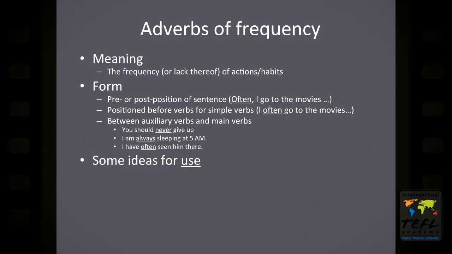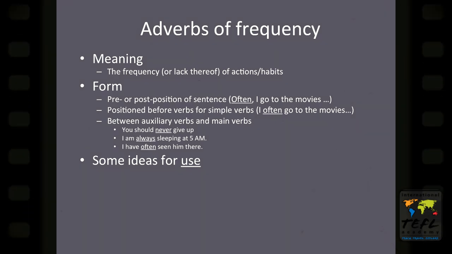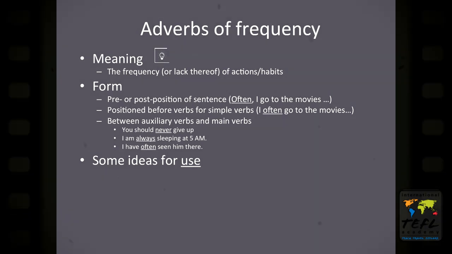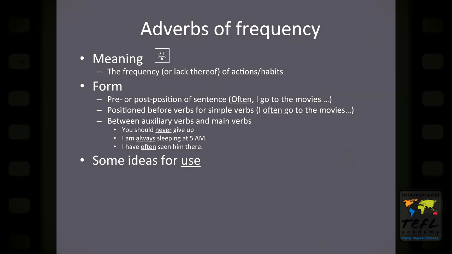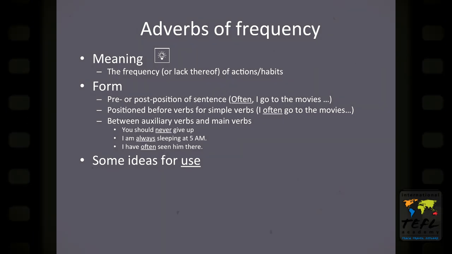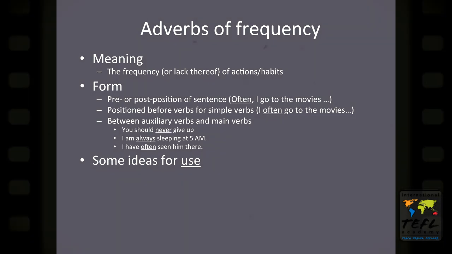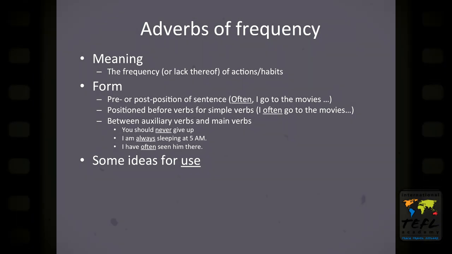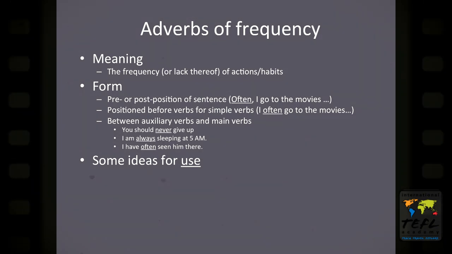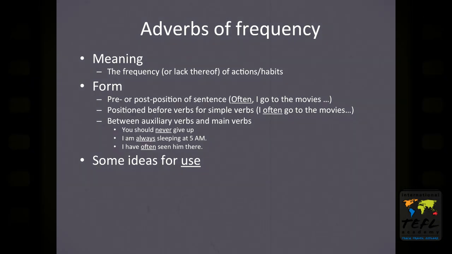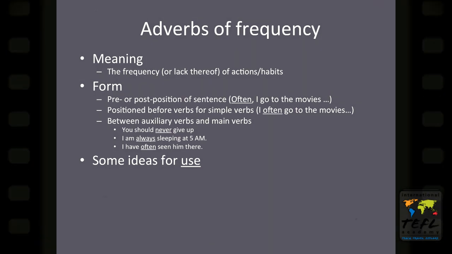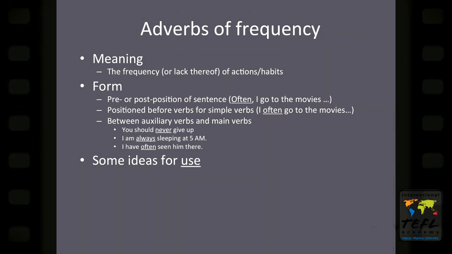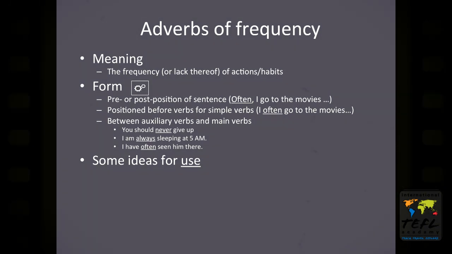To move to a non-tense-based grammar point, adverbs of frequency. The meaning of these is really the meaning of the individual adverbs, the frequency or the lack thereof of actions and habits. We're talking about words like never, rarely, sometimes, frequently, often, always. So the meaning here is basically the meaning of those words, and in that sense this is more a vocabulary focus. But we do need to focus on the form here, which is not just the spelling of those words, it's how they're placed syntactically within a sentence.